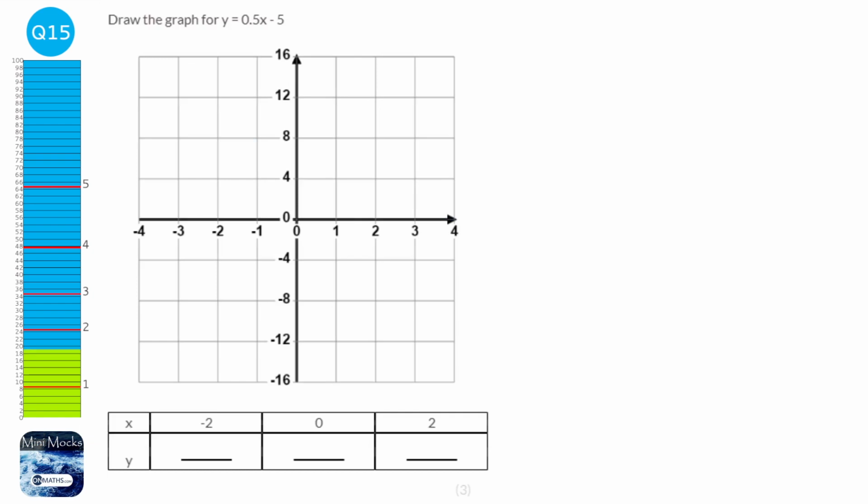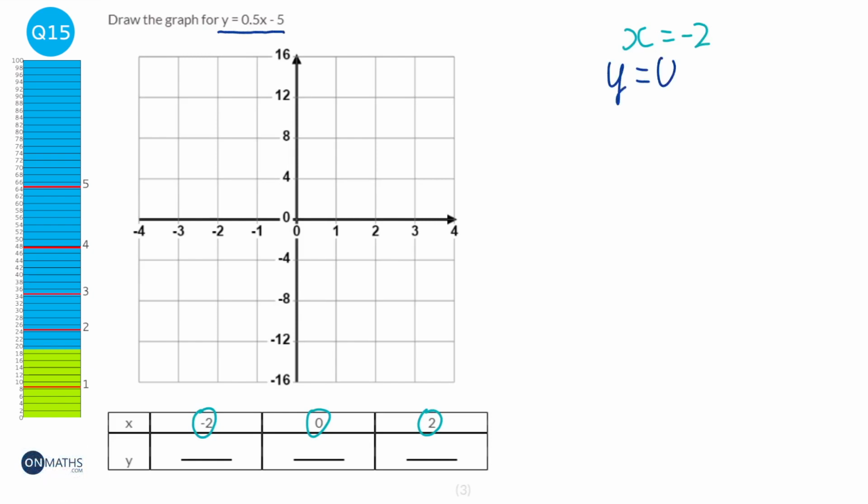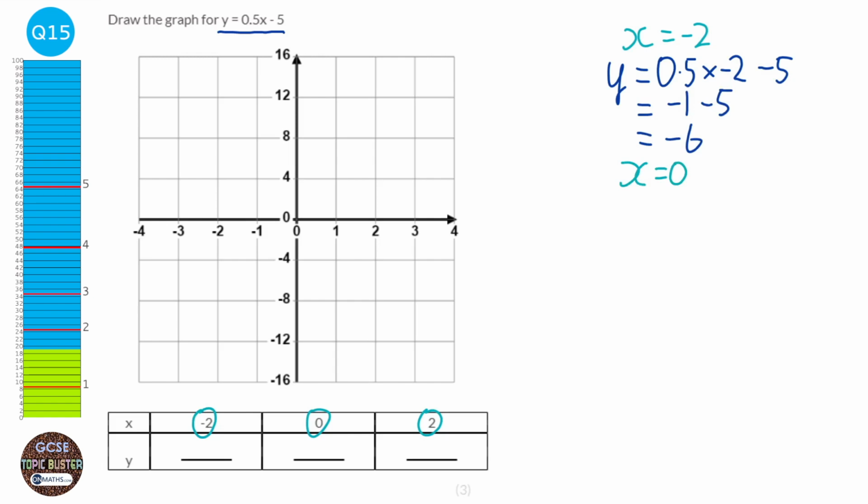To draw this graph, what we're going to do is just pick 3 points for our x values. So I'm going to start off with x equals -2 and feed that into the equation. So we've got y equals 0.5 times -2, take away 5. Half times 2 is just 1, and a positive times a negative is a negative, so it's going to be -1, take away 5, and -1, take away 5 is going to be -6. We'll put it into the table, so -6, and we'll plot it. So -2 and -6 would be here.